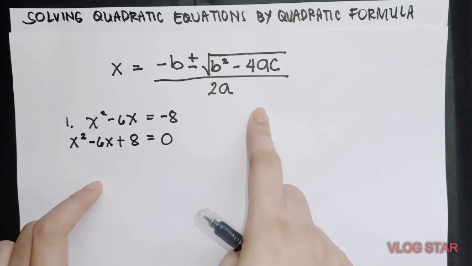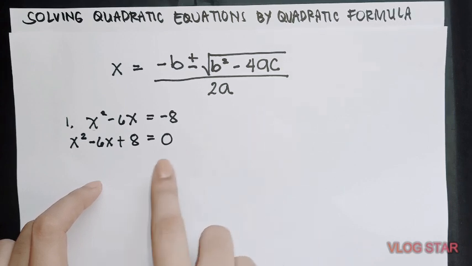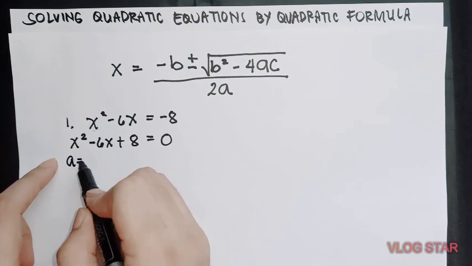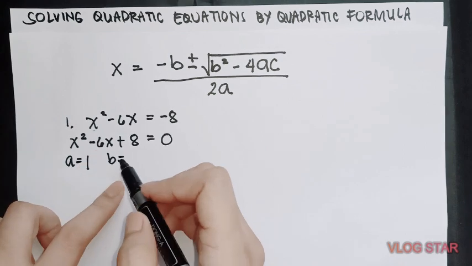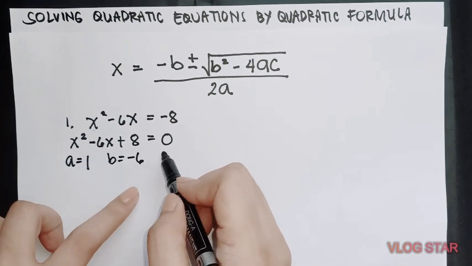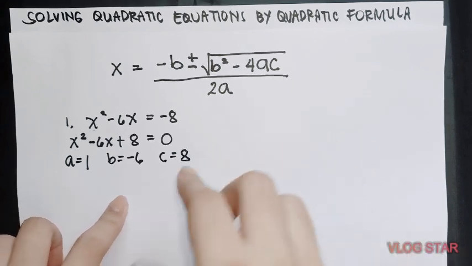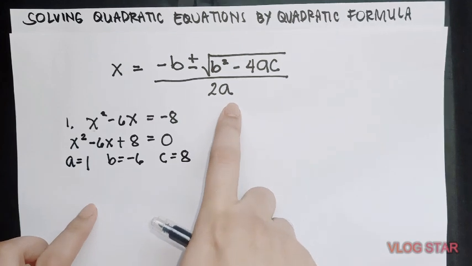But before that, let us first identify the values of a, b, and c. In this case, a is equal to 1, b is negative 6, and c is positive 8. Now we have all the values of a, b, c. We can now use this formula.